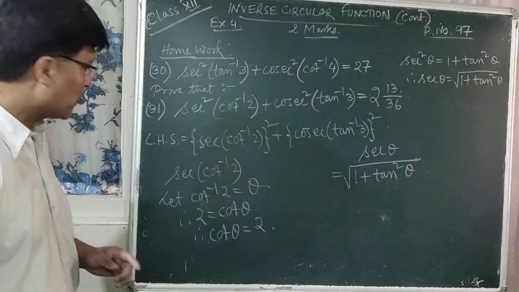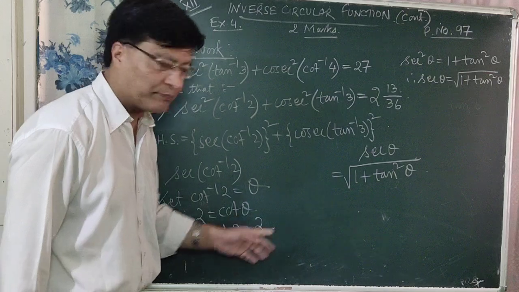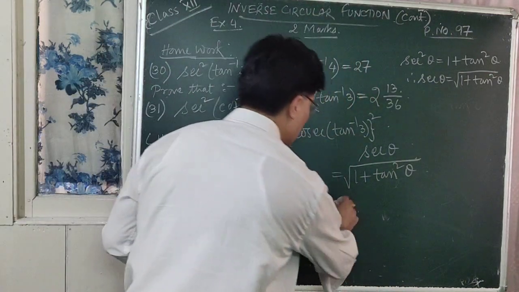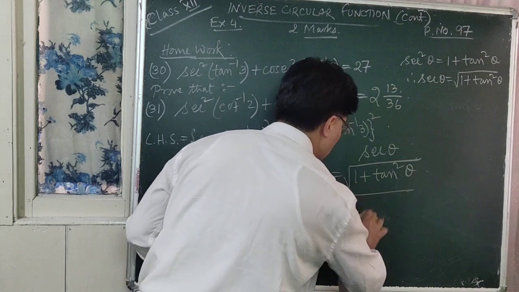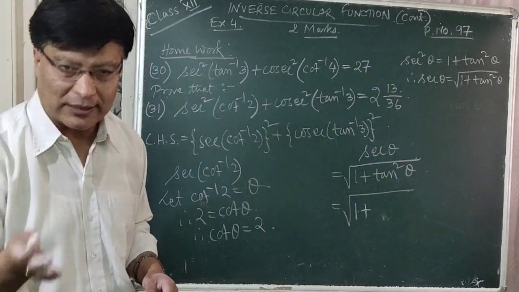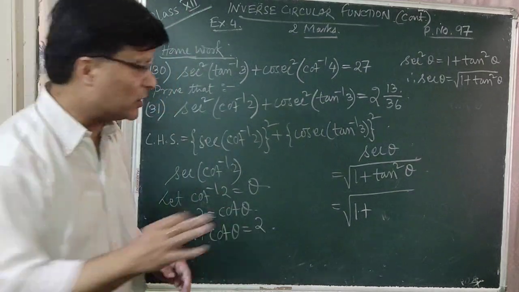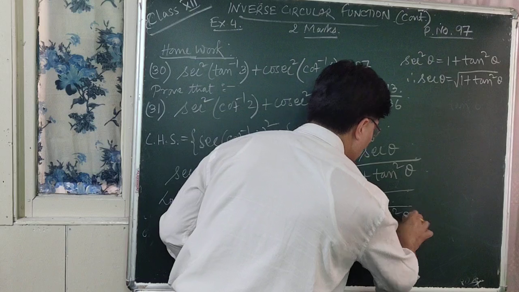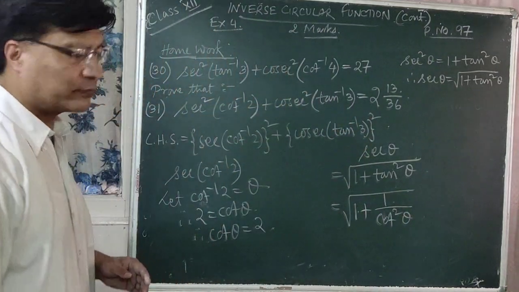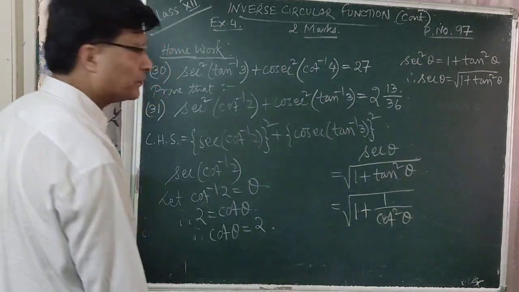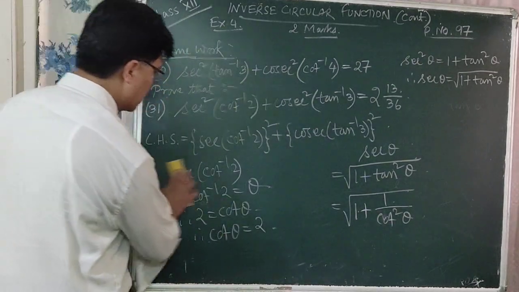Is that clear? But here we have got the value for cot theta. You know how to write tan theta in terms of cot theta, isn't it? So it is root over 1 plus, what is tan theta in terms of cot? 1 by cot, isn't it? Tan theta is equal to 1 by cot theta. Here 1 by cot square theta. Is that clear to all of you? Okay. So next.